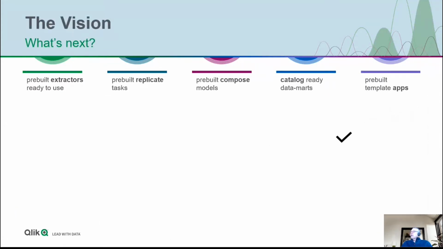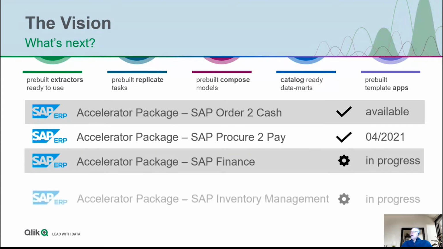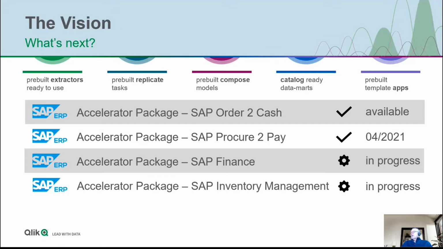So let's have a look into what's available right now. Available right now is the order to cash package. We come out in April with a procure to pay package, and finance and inventory are in progress. I estimate the availability by end of H1 2021. So now let's have a look into the product itself.